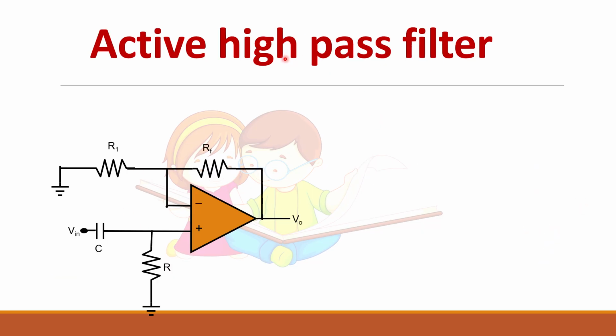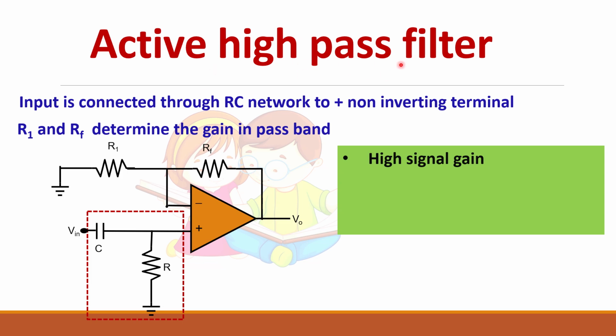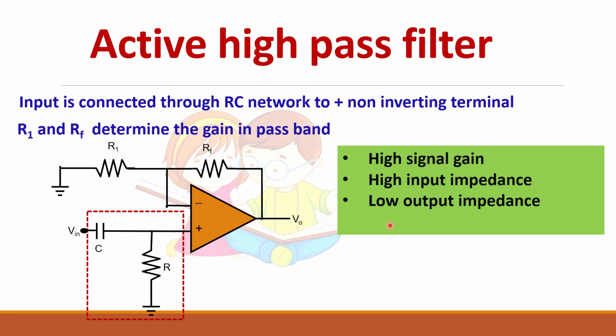Now we will see about an active high pass filter, which consists of the active component op-amp plus the passive components capacitor and a resistor. This is the passive high pass filter which is connected to the non-inverting terminal of the op-amp. Here we can control the gain of the filter in the pass band by controlling the parameters R1 and RF. By going for an active high pass filter, we are able to achieve high signal gain, and the op-amp has the benefit of high input impedance and low output impedance, so there will be no loading effect. But there are some limitations.